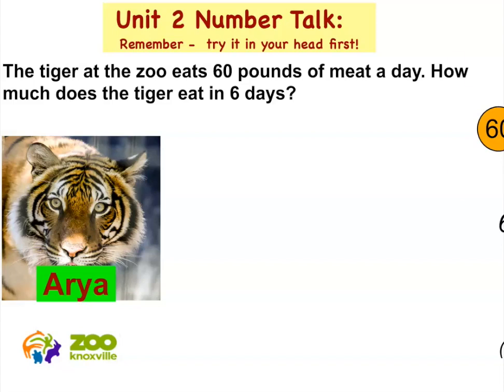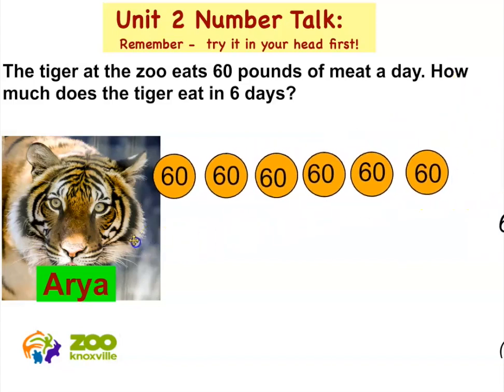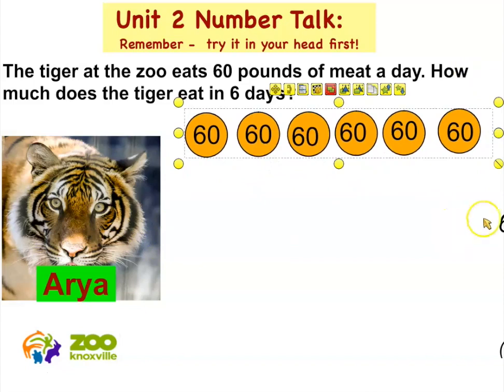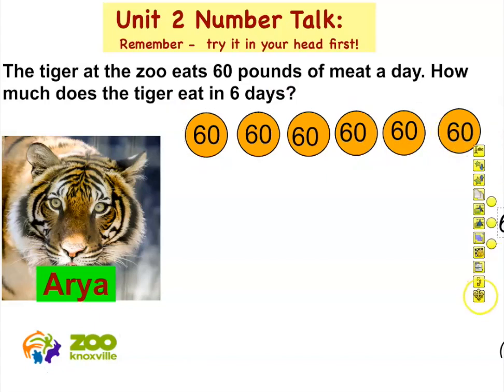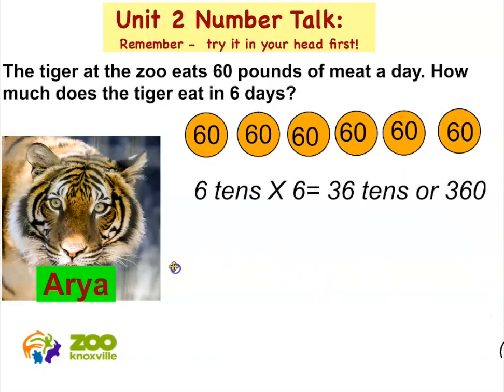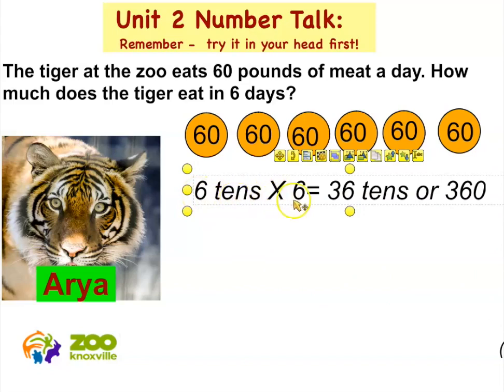One way that you may decide to solve this is to draw a grouping picture and then think to yourself, I could count these up by 6s. I know 60 and 60 is 120, and 60 and 60 is 120, and 60 and 60 is 120. So that's 120, 240, 360. Or maybe you thought to yourself, wait a minute, that 60 is the same as saying 6 tens times 6, or 36 tens. And 36 tens is 360.